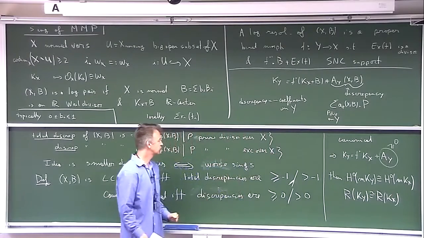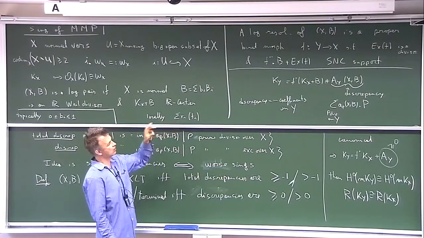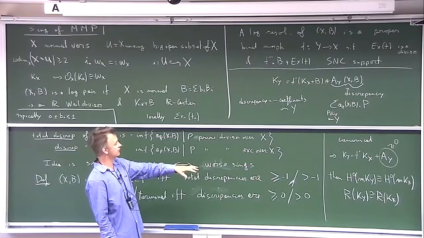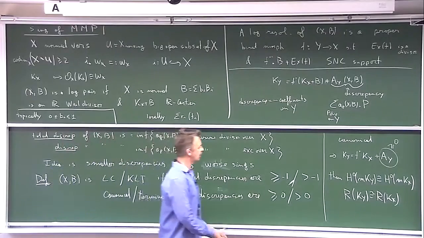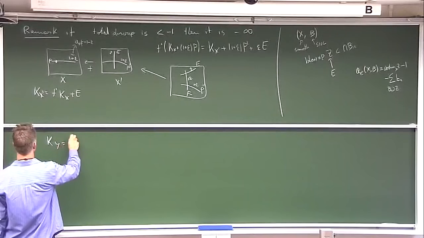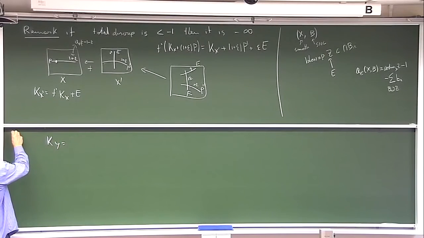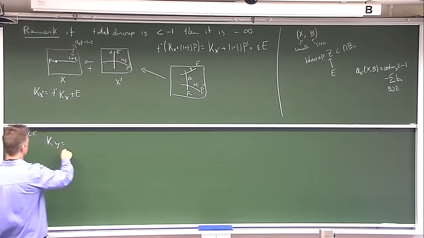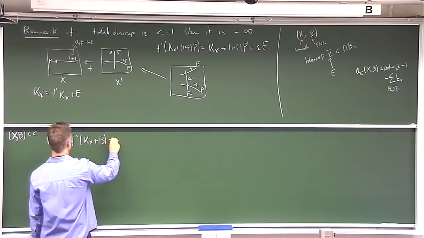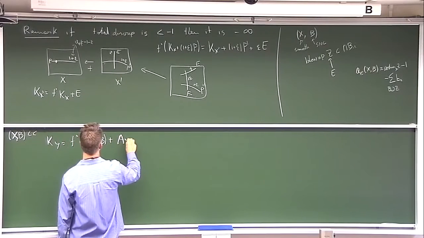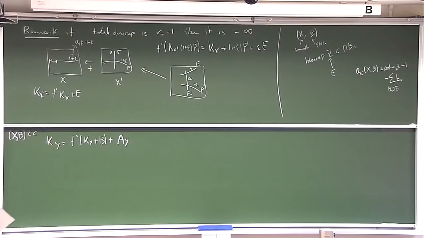Now, clearly that's an important feature, so maybe we would like to know how that can be salvaged in, for example, the log canonical or the KLT case. So in the log canonical KLT case, we will have, again, that KY is, let's assume, for example, that (X, B) is log canonical. KY will be the pullback of KX plus B plus this divisor AY. Now, this divisor AY is a bit problematic. It has a positive and a negative part.